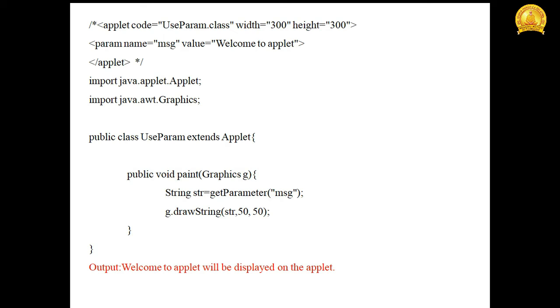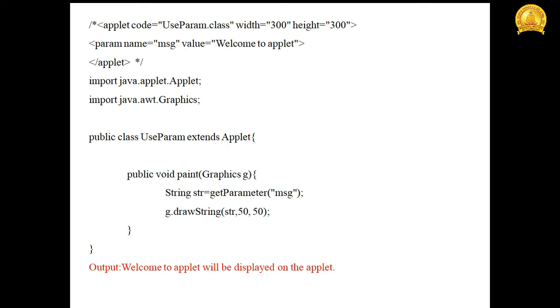So public class useparam. useparam is the name that is used in the applet code also, so the name should be the same. Extends Applet. Now in public void paint or in public void start also you can retrieve the parameter. Here I am trying to retrieve the parameter and print it on the screen, so I can put it in the paint method. I have defined only the paint method here, public void paint(Graphics g), inside which I am retrieving the parameter using the method getParameter.